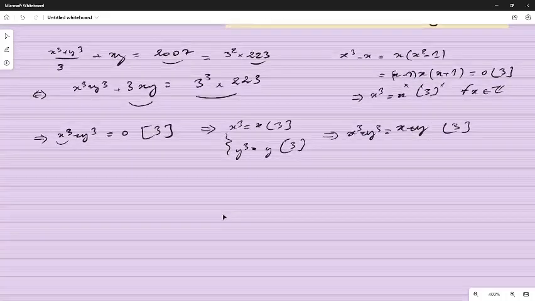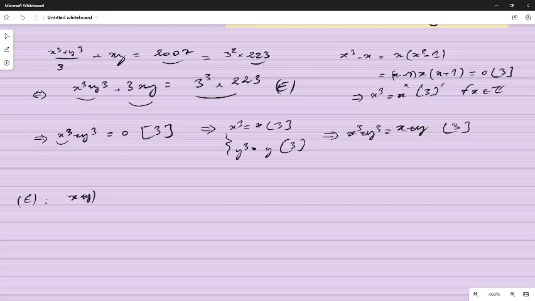Now let's return to our equation. Our equation is equivalent to this quantity. We can write it like this: (x plus y) cubed minus 3xy multiplied by (x plus y), and we add this term xy, equals 3 cubed multiplied by 223.